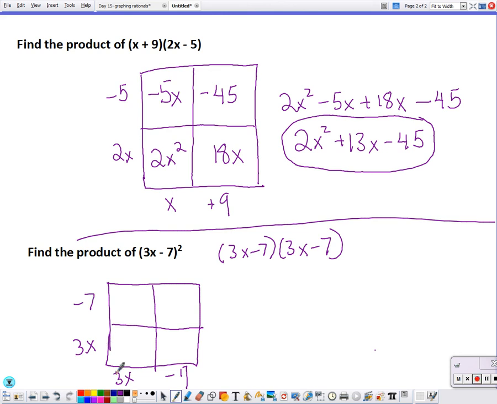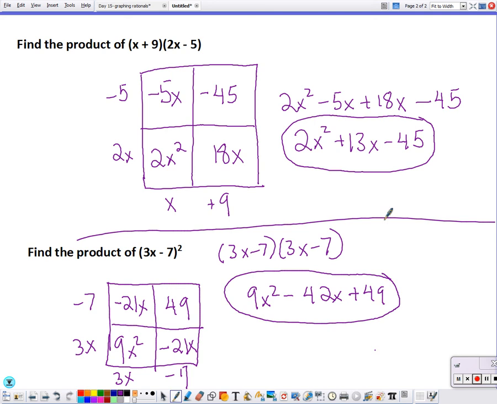3x times 3x is 9x squared. And then 3x times minus 7 becomes negative 21x. 3x times negative 7 is still negative 21x. And then negative 7 times negative 7 is a positive 49. When I put my terms together, I would have 9x squared. Well, then I know it's minus 21 and minus 21, and they're like terms because they're both 21x. So I'm going to write minus 42x by putting them together, plus 49.